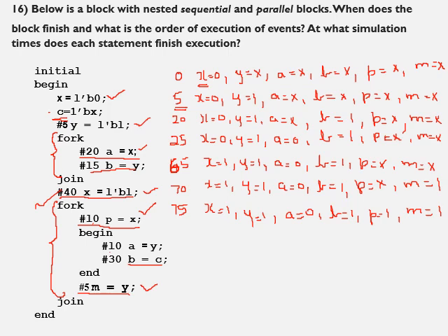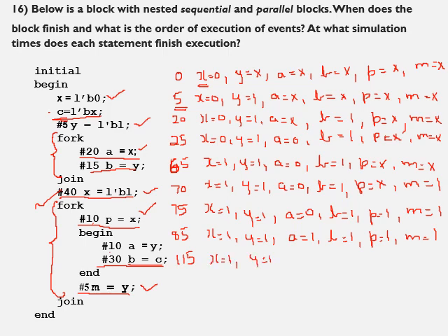That is 85. At 85 we say A equal to Y. So Y is 1. So A equal to 1. Remaining as it is. So next simulation time is hash 30. So 85 plus 30 it is 115. So at 115 B equal to C. C is here, that is unknown. So B should be assigned to unknown.